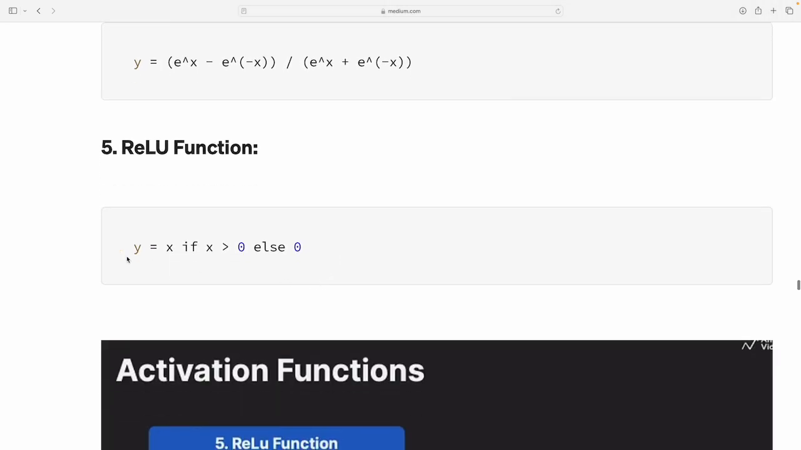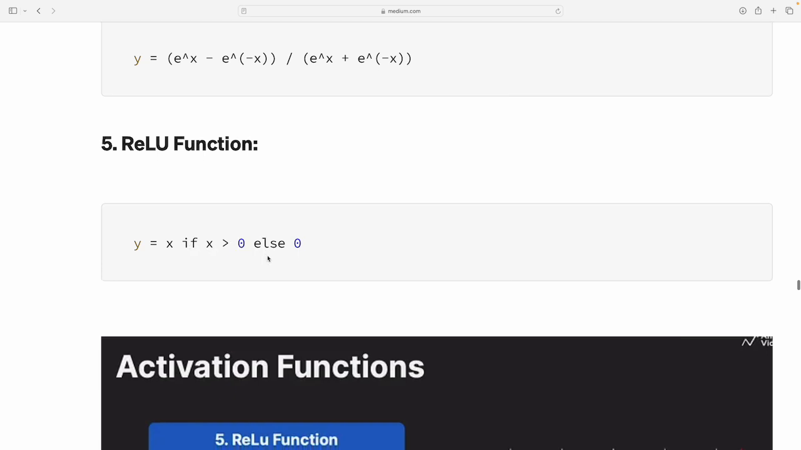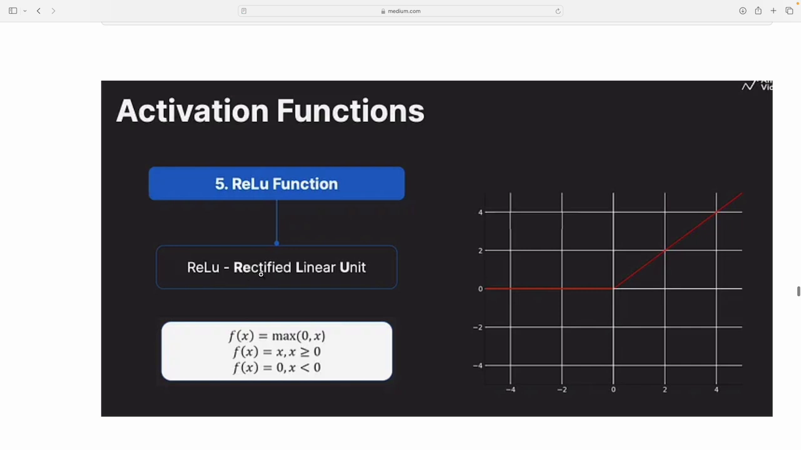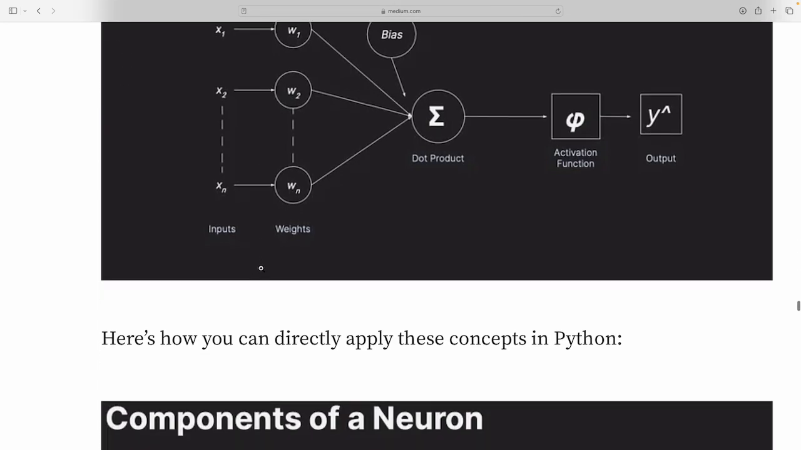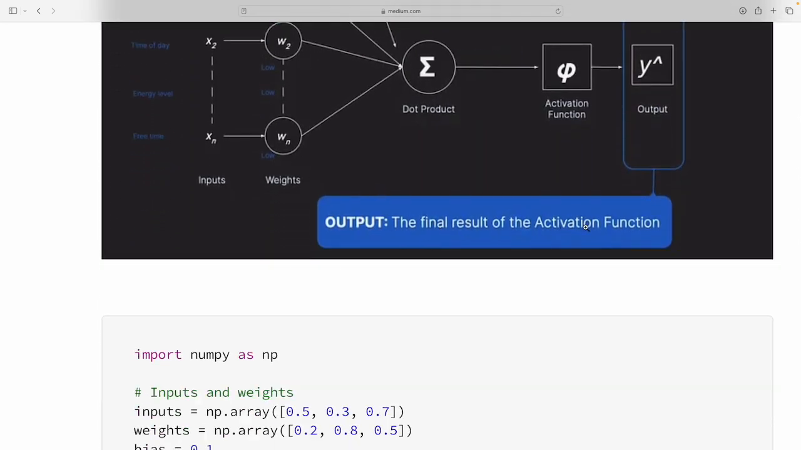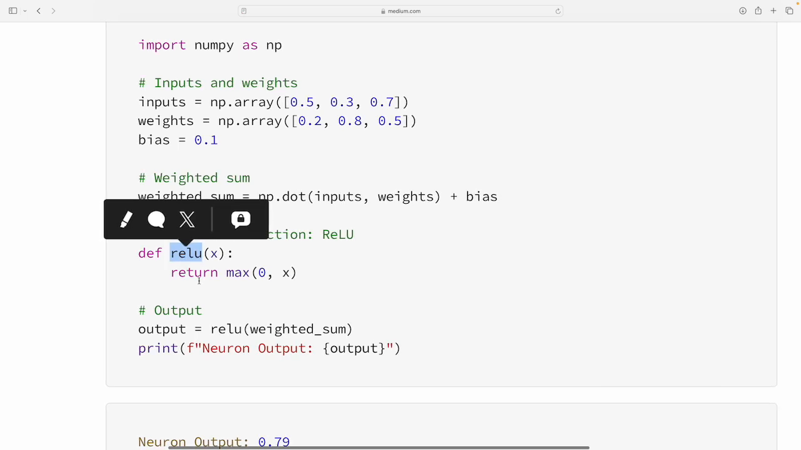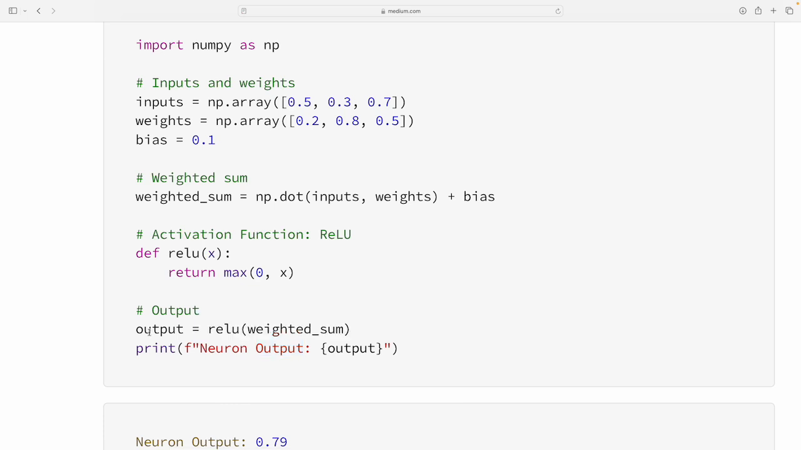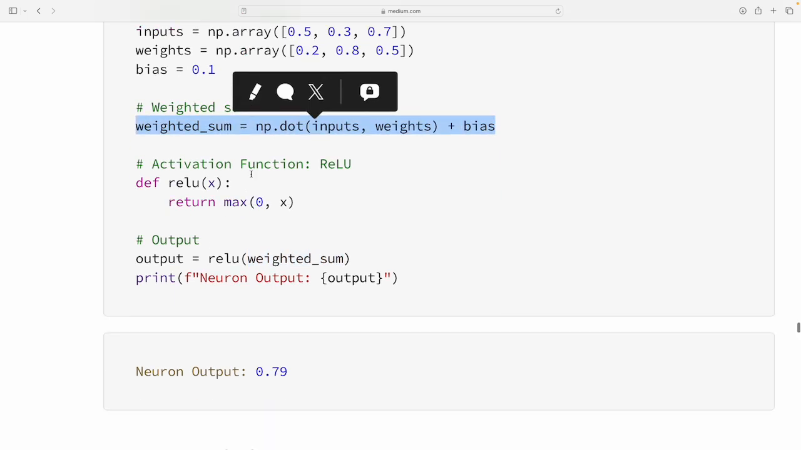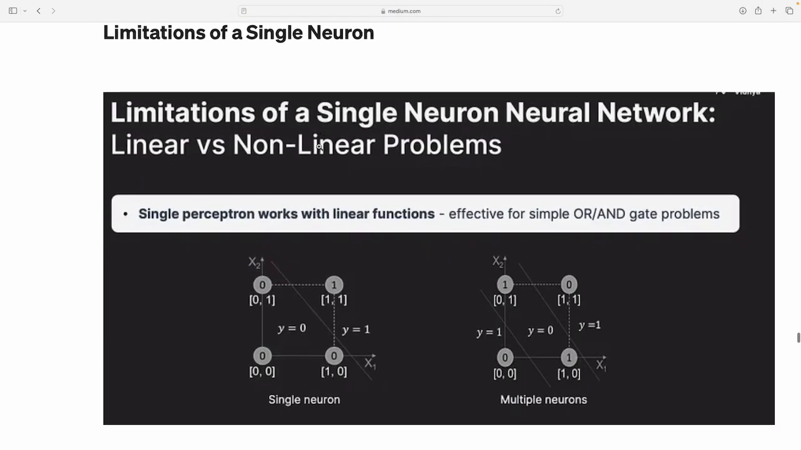And the ReLU function: y equals x if x is greater than 0. ReLU is a rectified linear unit. If it is greater than 0 then the output is x. If it is less than 0, then it is 0. Okay, these are the core components which we talked about. The output is the final result of the activation function. And this is the program where I calculated the ReLU function on the weighted sum. We call ReLU, which finds the max. X is compared with 0 and the max is taken, and it is applied to the weighted sum, and the output will come.